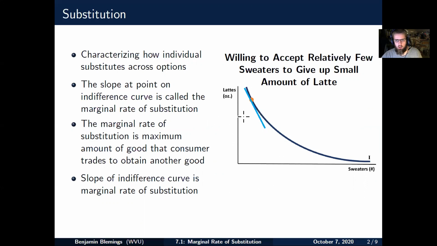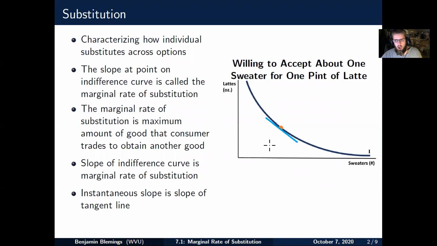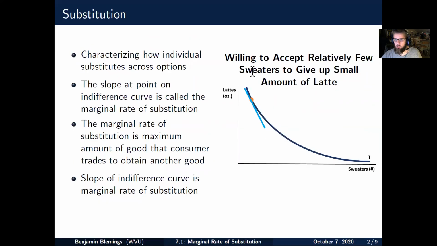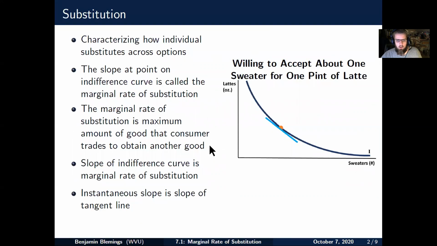And so we're just interested in this slope, and this slope defines how much you're willing to give up to stay on that indifference curve. So you're willing to accept relatively few sweaters to give up a small amount of latte if you have this much latte and this many sweaters. Now, this slope is about -1, so you're willing to accept about 1 sweater for 1 pint of latte, or ounce of latte, here, right at this point.